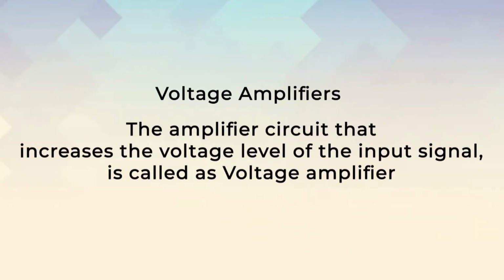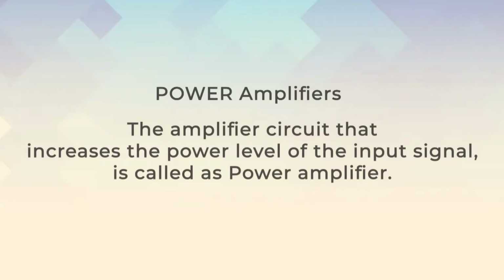Now, second one is based on its output. Depending upon the parameter that is amplified at the output, there are voltage and power amplifiers. Here the first one is the voltage amplifier. The amplifier circuit that increases the voltage level of the input signal is called a voltage amplifier. Second one is a power amplifier. The amplifier circuit that increases the power level of the input signal is called a power amplifier.